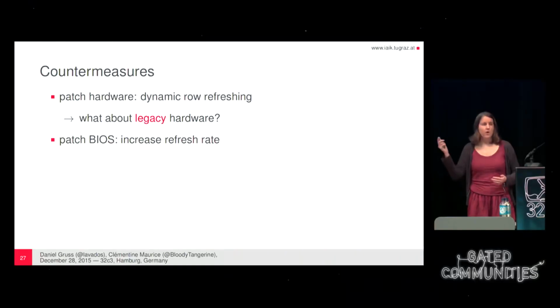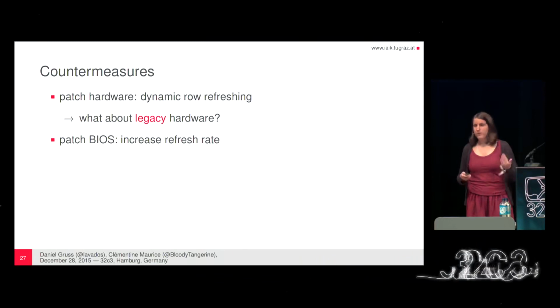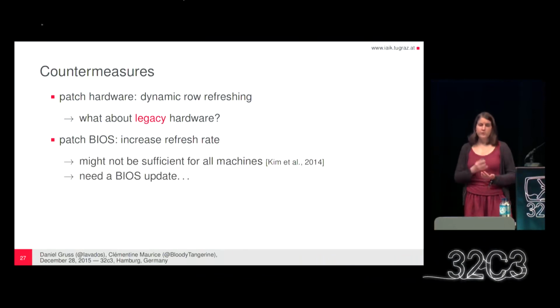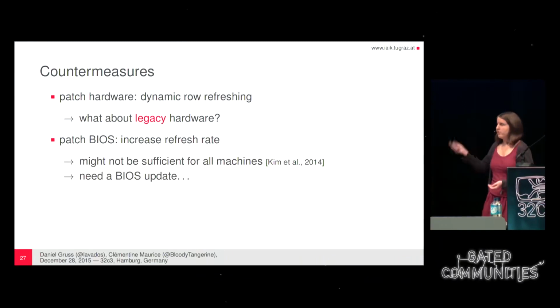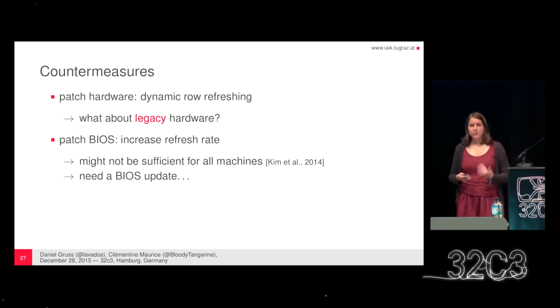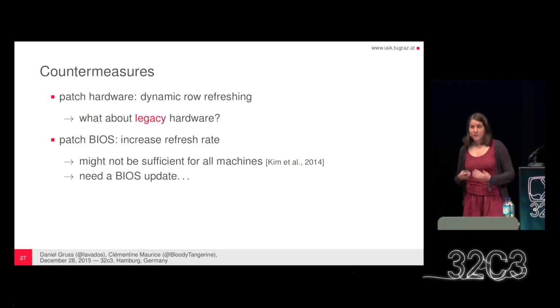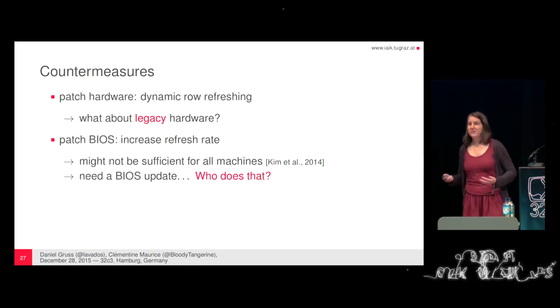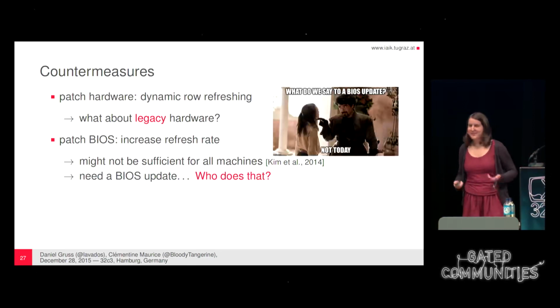The second idea is to patch the BIOS. Again, it is already shipped. Here, the idea is more simple. It's a sort of dumb way of doing this. We just increase the refresh rate. We refresh all rows more often, usually by doubling the refresh rate. Now, the first issue is it might not be sufficient for all machines, as was suggested by the original paper. The second issue is a bit more pressing, is that we need a BIOS update. And like, who does that? Seriously.